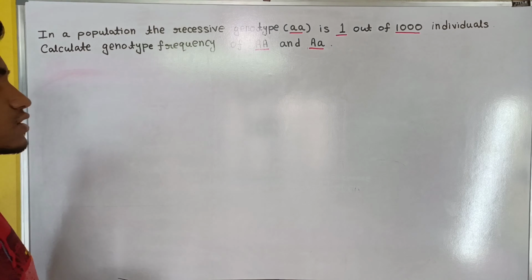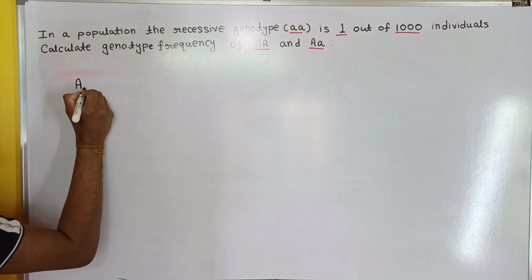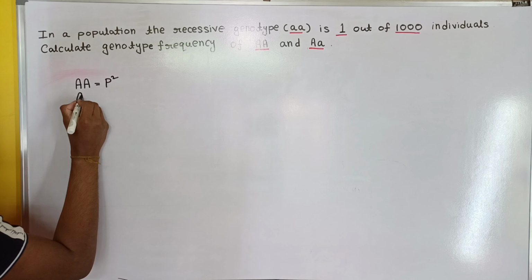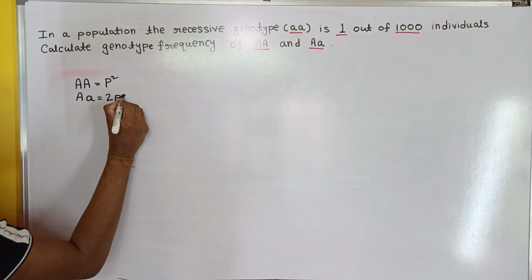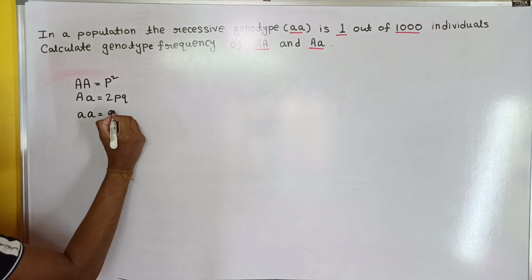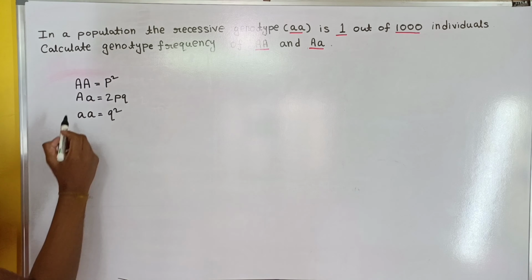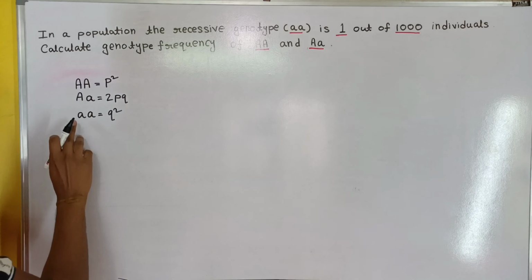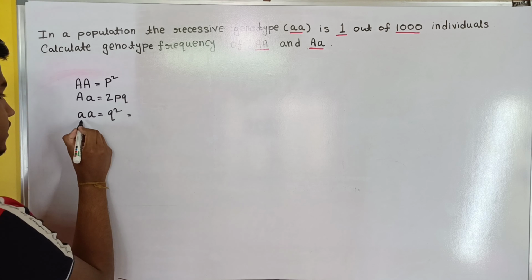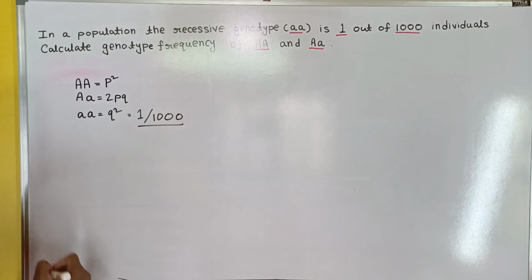Okay, so how we will solve this mathematical problem is that we will consider the frequency of capital A is p square, the frequency of capital A small a is 2pq, and the frequency of small a is q square. Okay friends, so it is given in the question that the frequency of q square, I mean to say small a, is 1 out of 1000.